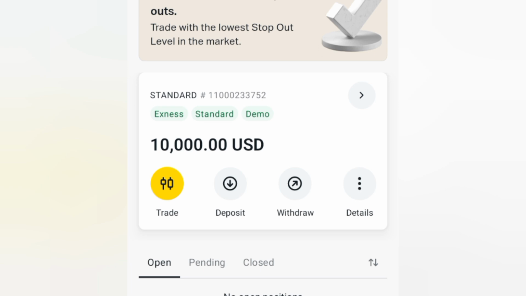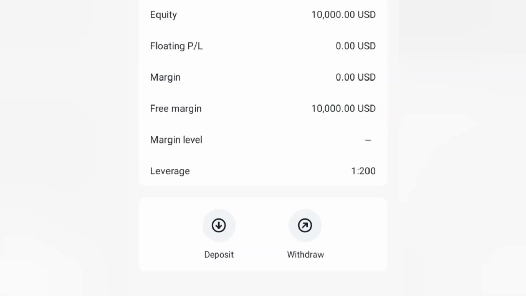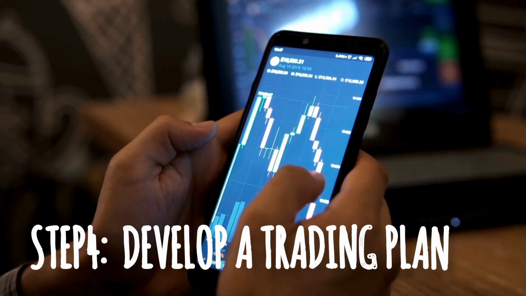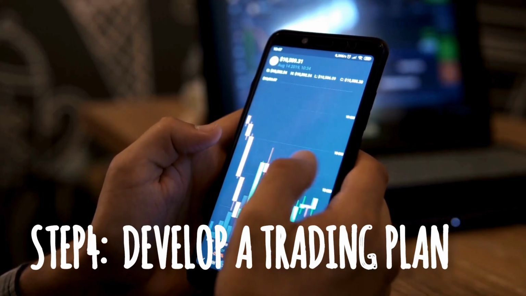So the spread for XNES is 0.2, and also you have to spend at least a month practicing before risking your real money. You can practice with almost 100 trades to be confident with your strategy. Okay, so now step 4 we shall see is to develop a trading plan.